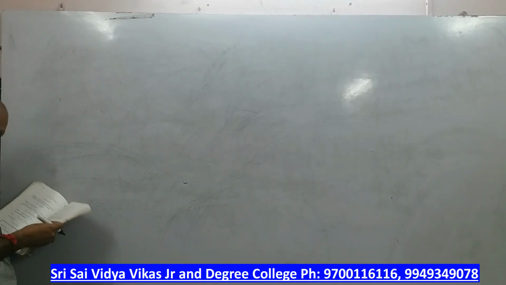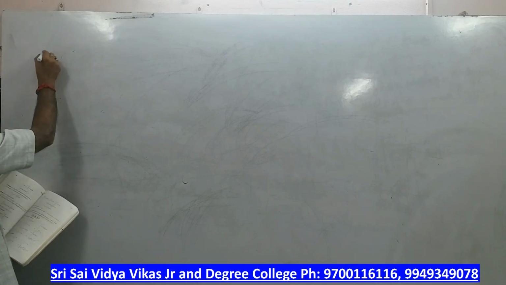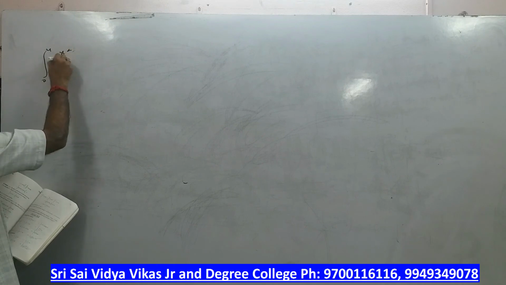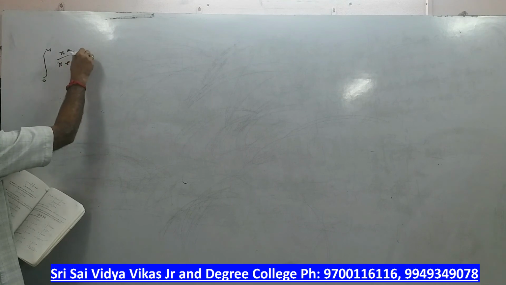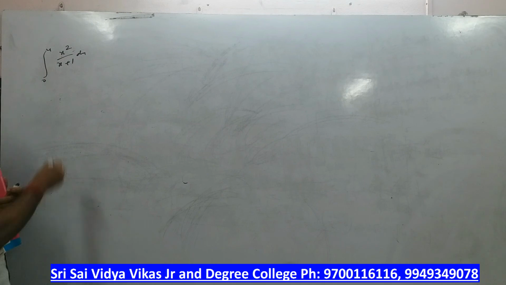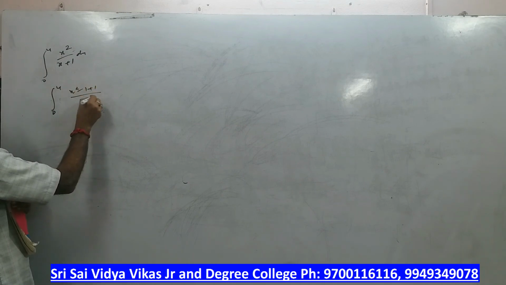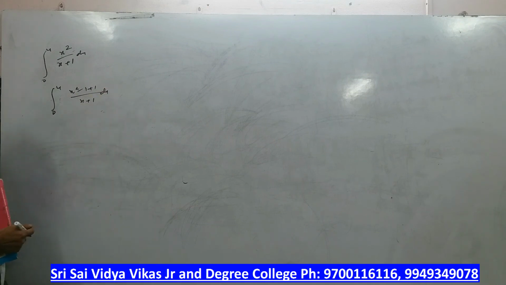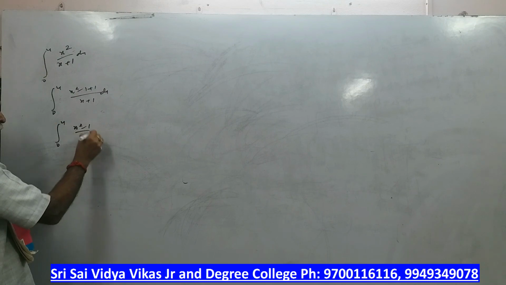Okay dear, there are two problems, three problems are there, same nature here. X square by x plus 1. Now what I am doing here, observe here. What I have done? X square minus 1 plus 1. Add 1, add subtract 1 plus 1. So this becomes, separate them.